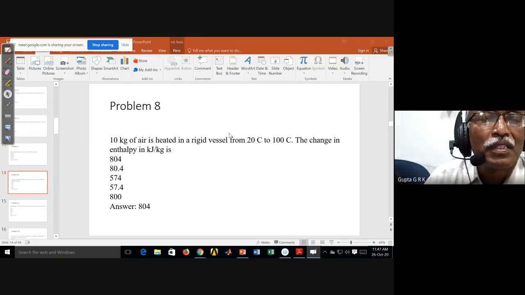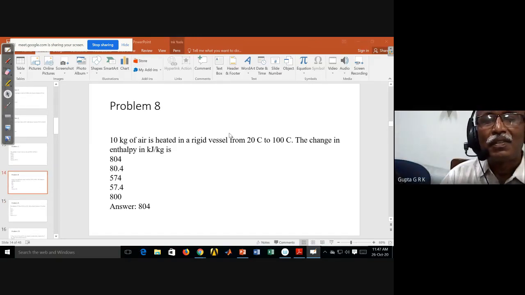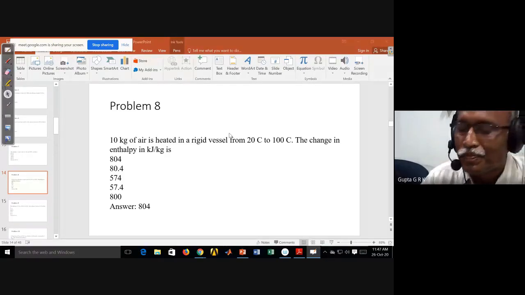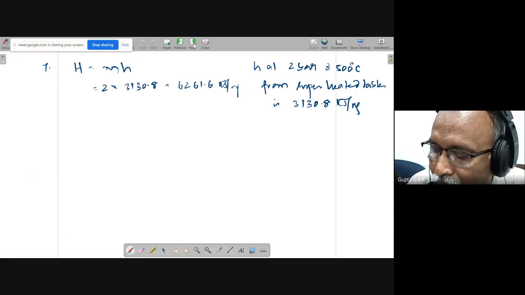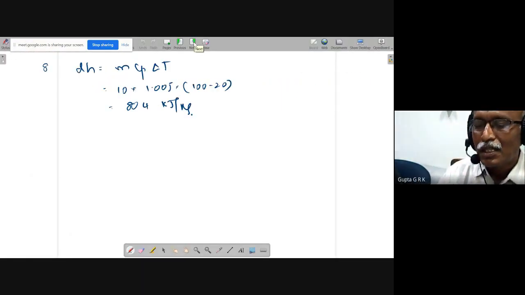And problem 8, 10 kg of air is heated in a rigid vessel from 20 degrees centigrade to 100 degrees centigrade. The change in enthalpy. Okay, here also the same thing. It is just straight dH is equal to m Cp dT. So m is 10 kg, Cp is 1.005, and the change in temperature is 100 minus 20, 80. So you will get it like that.